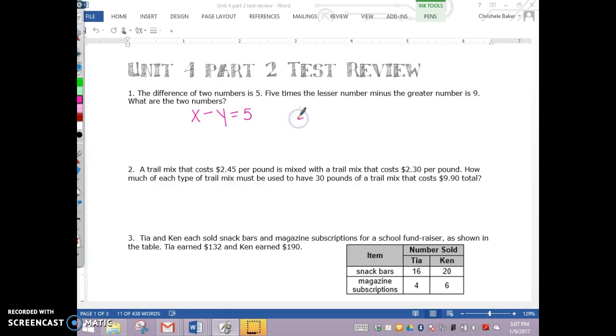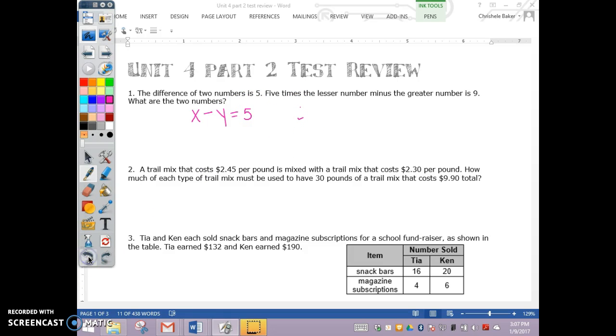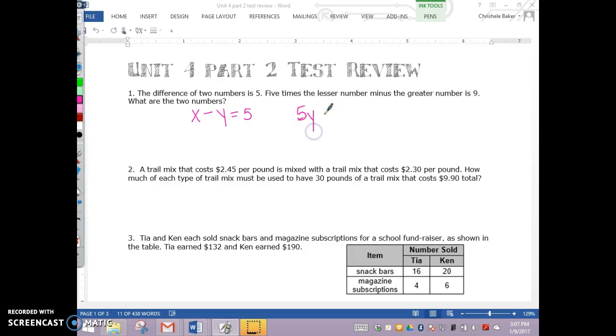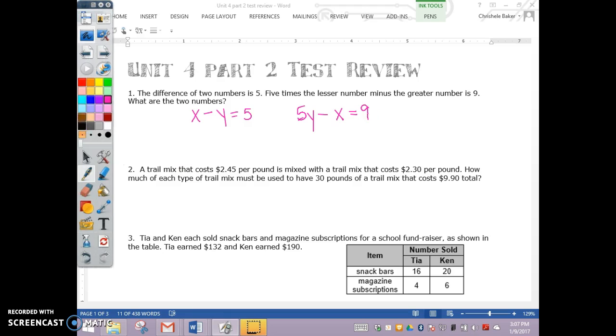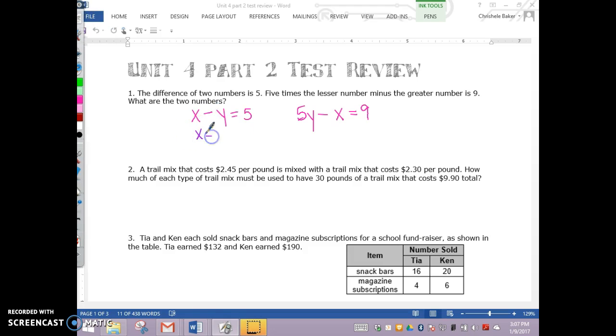So 5 times, oopsies, Trisha, being bad. 5 times the lesser number minus the greater number is 9. So this is pretty much all set up for substitution. If I add y to the other side, I get x by itself. Since x is y plus 5, wherever I see an x, I can substitute in y plus 5.